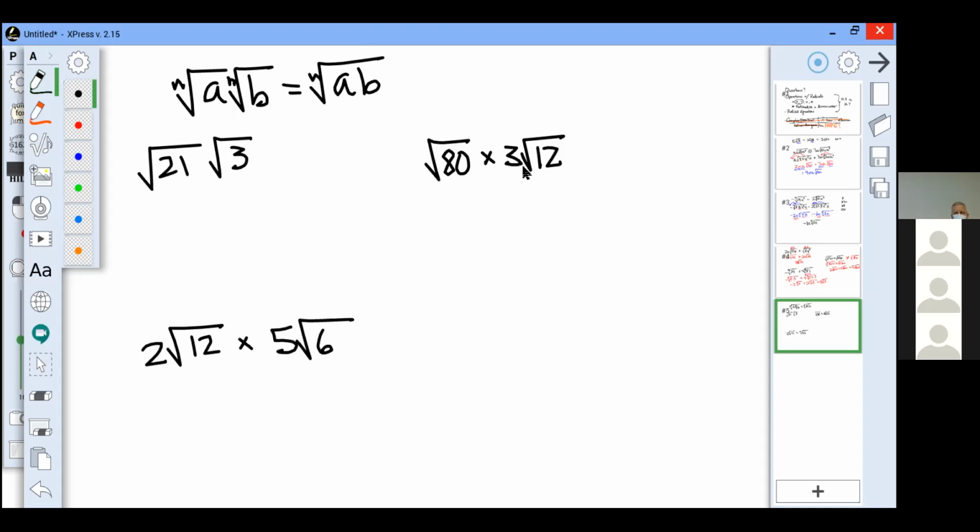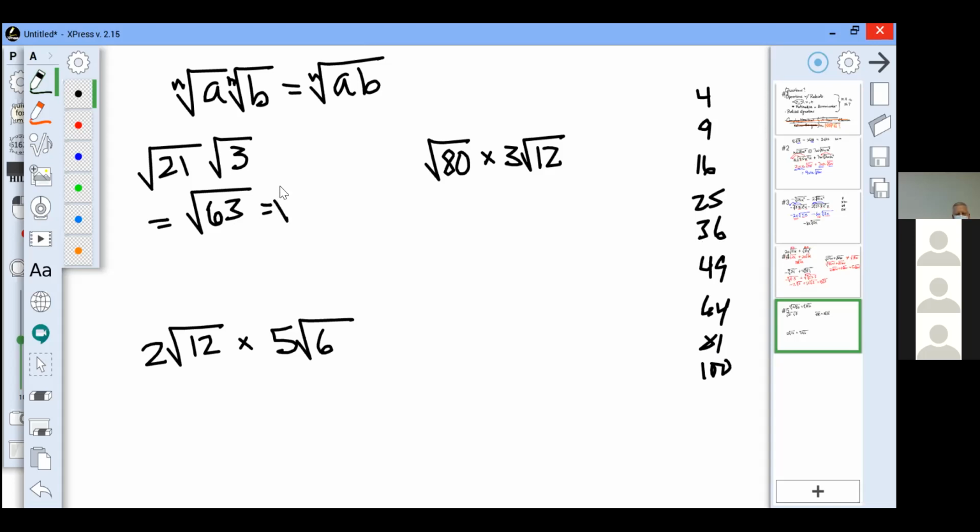Okay. And I'm going to show you what I'm going to do with this one that I think makes it even easier than if I just made it really big. So 3 times 21 is 63. Now I'm looking for perfect square factors. So 2, 3, 4, 5, 6, 7, 8, 9, 10. The perfect square factor of 63 is going to come out as 9. Okay.